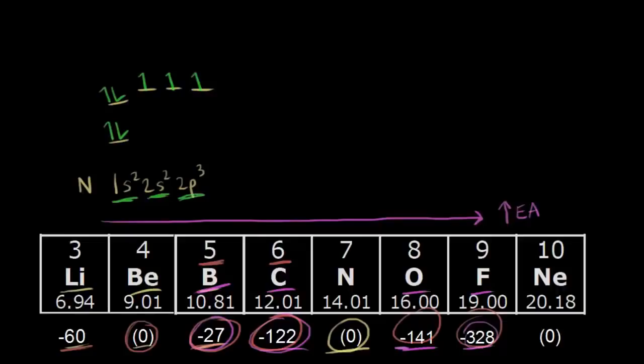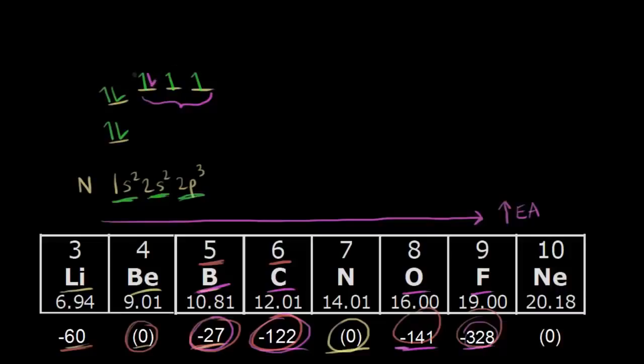If we wanted to add an electron to nitrogen, we can see that we have a half-filled p subshell here. So if we're going to add an electron, we're going to add it to one of these p orbitals, and let's say we add the electron to this one over here.